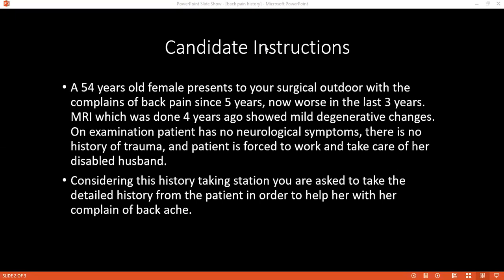Okay. Do you have any history of trauma to your back? No. Okay. Do you have any history of fracture that was caused by little trauma? No. Okay. Do you have any pain in your tummy? No.